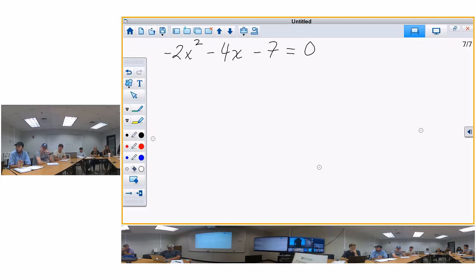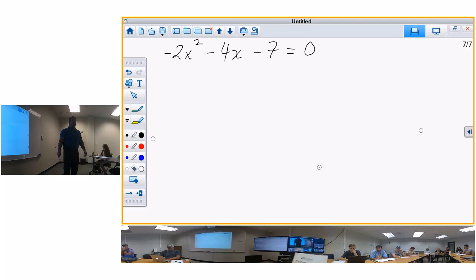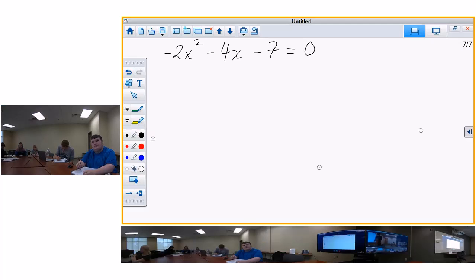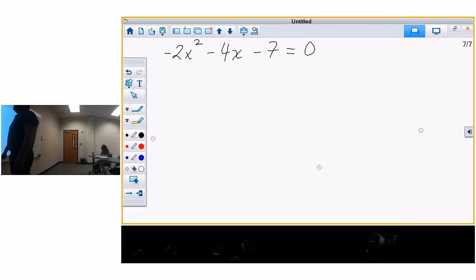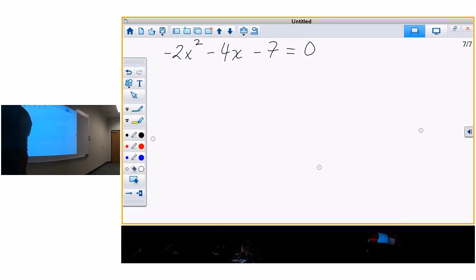When do I use reverse FOIL? When I'm not looking for the vertex. When I'm just looking for x-intercepts, yes, I'll use the reverse FOIL or the shortcuts. And I'll factor, set equal to 0, and find the x-intercepts. If I need the vertex and the x-intercepts, I'm going to use complete the square. If I have decimals, I'm going to use the quadratic formula. Screwdriver, screw. Nail, hammer. That's what we show you different things for. They're different tools. Not take a hammer to a water pipe.